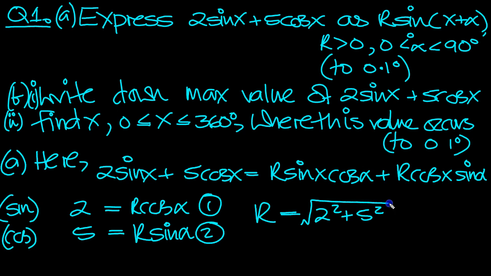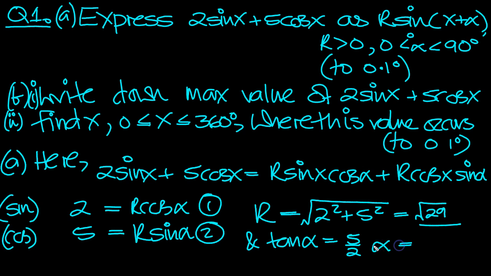We can square root both sides, so r is root 29. 25 plus 4 is 29. So that's r. Also, tan alpha, sine over cos, is 5 over 2.